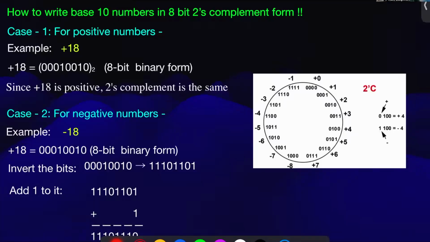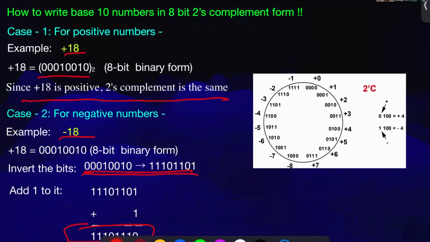So yeah, this is exactly what I've written in the next slide. For plus 18, we can represent it as this, and the 2's complement is the same. For minus 18 though, we will just invert the bits in the first step and then we will add 1. So we'll get this result. Now that we are done with it, we'll move on to the next slide.